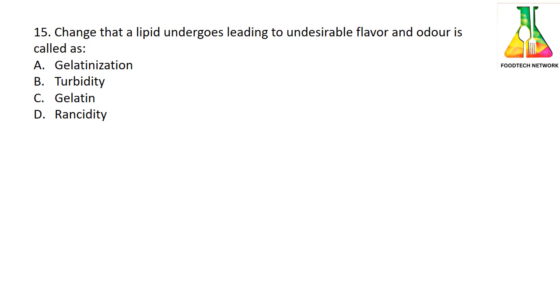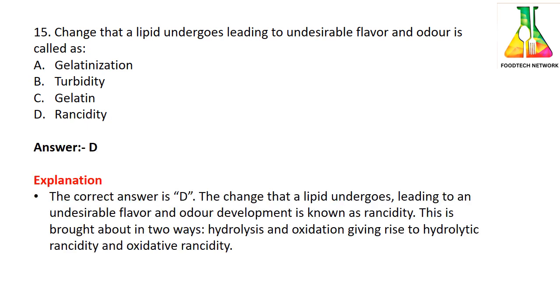The change that a lipid undergoes leading to an undesirable flavor and odor is called option A gelatinization, option B turbidity, option C gelatin, and option D rancidity. So obviously rancidity, that is option D. The change that a lipid undergoes leading to undesirable flavor and odor is known as rancidity. This is brought about in two ways, hydrolysis and oxidation, giving rise to hydrolytic rancidity and oxidative rancidity.